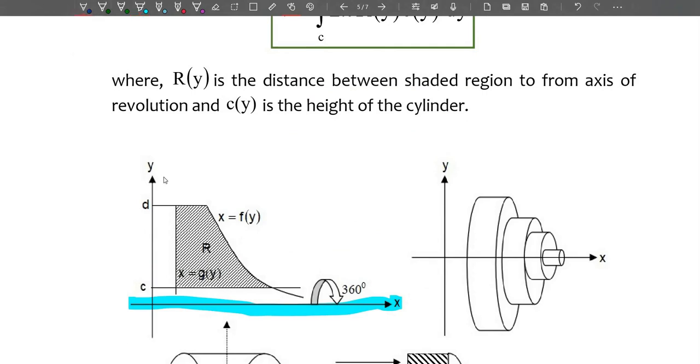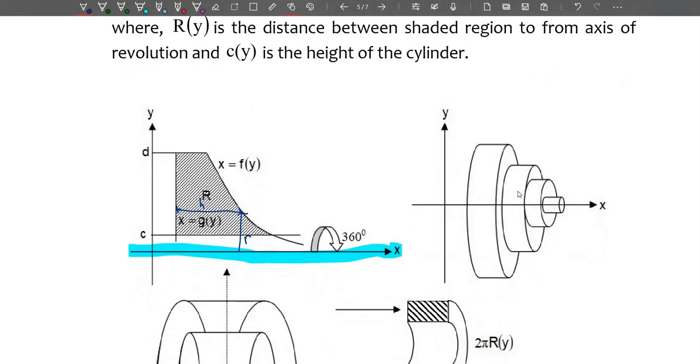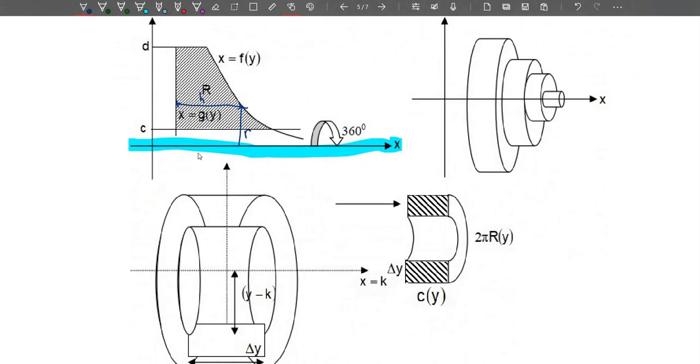Sorry for the crooked line. That means here is r. If we drag from here to here, this would be the r. And c(y) is the height of the cylinder. This is the height from one end of the shaded region to the other end of the shaded region. This is the h. And this will be an example of all the cylinders in this figure. That means the image of this figure is actually this one.